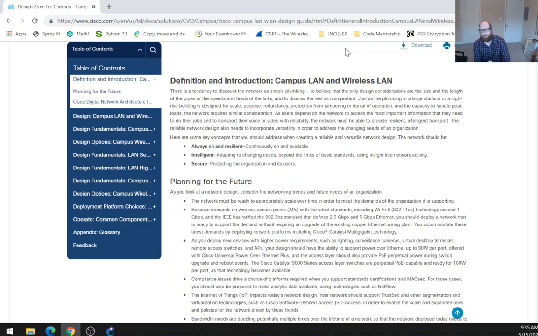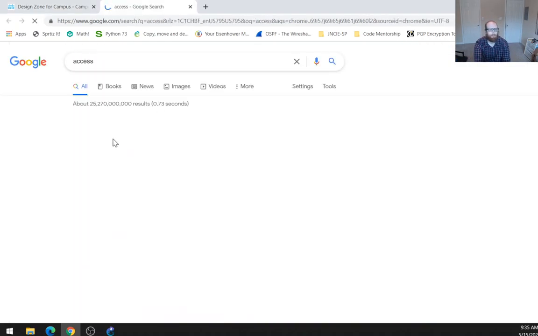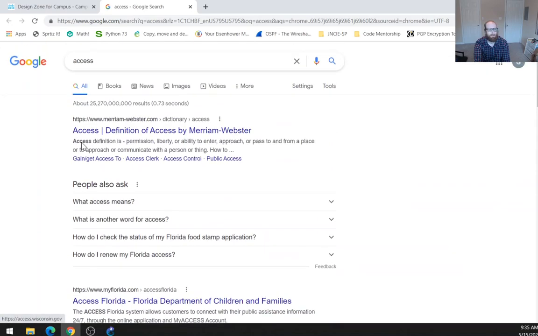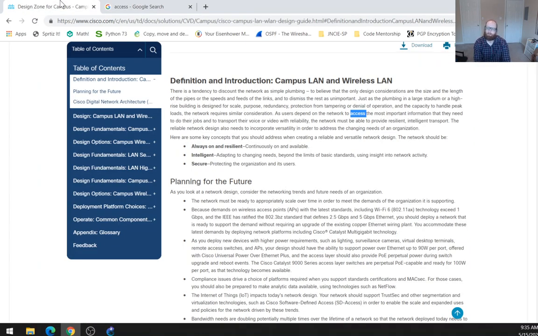As users depend on the network to access, is that access or assess? I'm pretty sure it's access. Access the most important information that they need to do their job, so I think they're going to talk about security here, and to transport their voice or video with reliability.